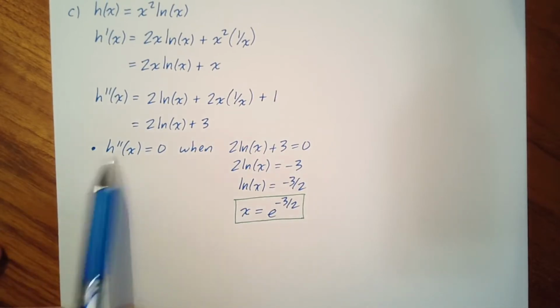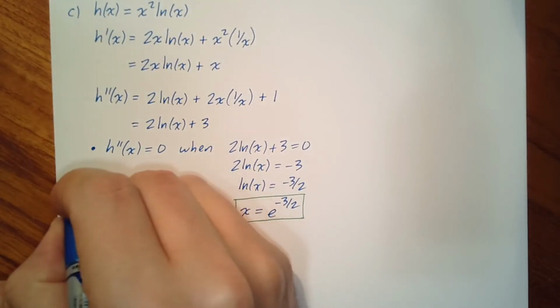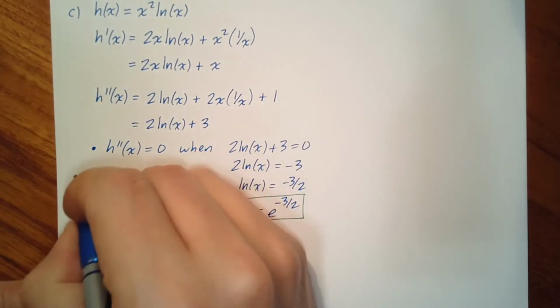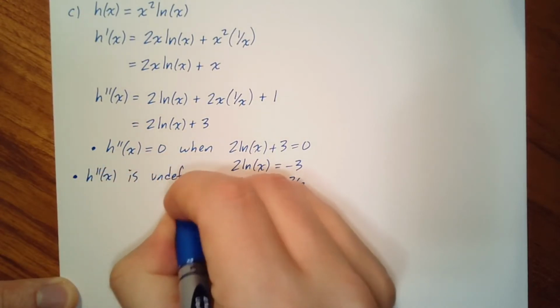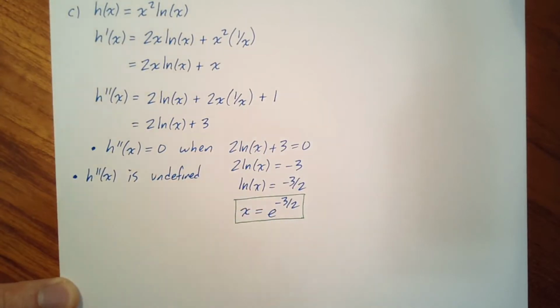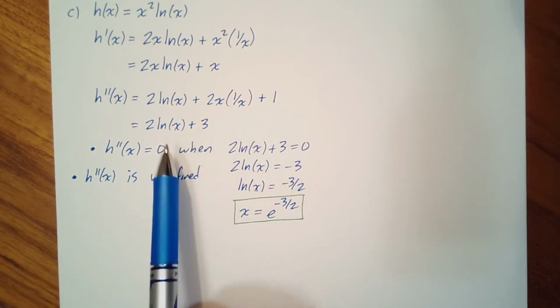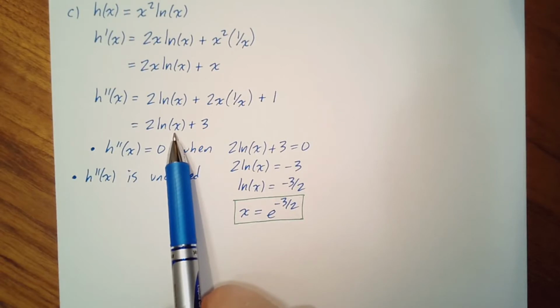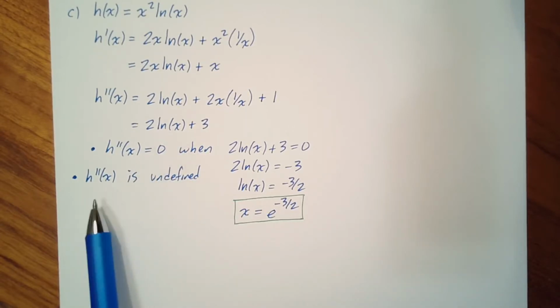Okay, what about when h double prime of x is undefined? I'll probably sneak that in down here to save some space. So h double prime of x is undefined when? Well, h double prime of x is 2 times the natural log of x plus 3. Well, I mean, this is not defined for negative x, right? So what are we going to do? List every single negative value? Well, you couldn't do it.